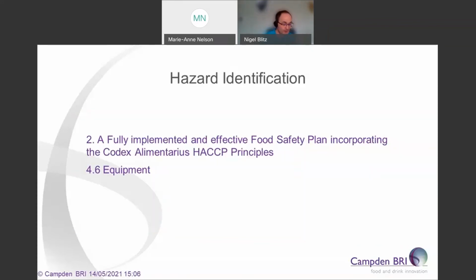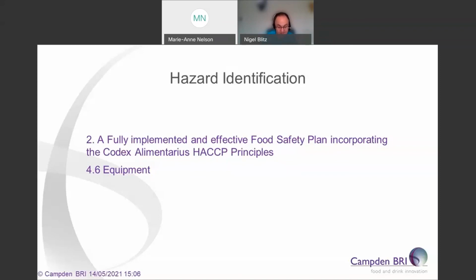And the fourth biggest non-conformity within BRCGS 8 is hazard identification, and this is mentioned in Clause 2, which states a fully implemented and effective food safety plan incorporating Codex Alimentarius HACCP principles needs to be in place. And 4.6, equipment. So when doing the HACCP, it needs to include hazards relating to equipment design, cleaning, location, or maintenance, not just the controls of bacteria and or foreign bodies.